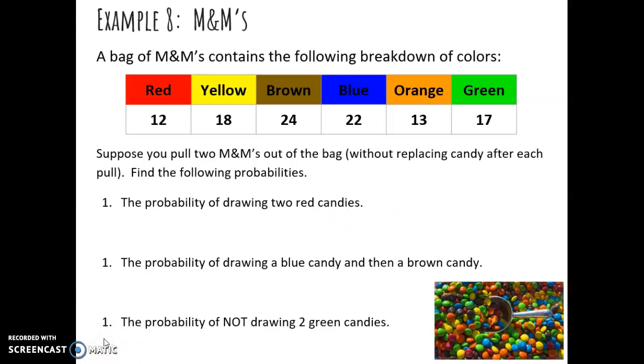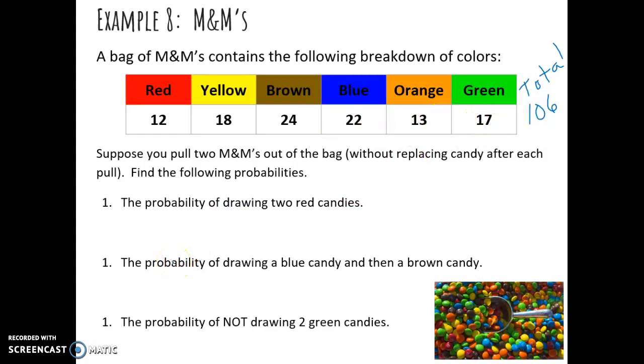So we have a bag of M&Ms, and it contains the breakdown of 12 reds, 18 yellows, 24 browns, 22 blue, 13 orange, and 17 green. And if I added these correctly, I think that I did, there's 106 total M&Ms. I just added these numbers together.